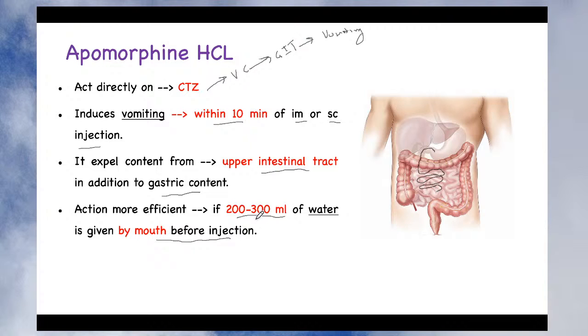Once the patient drinks this water, it increases the volume, and this way you have also diluted the poison. So when there is an increase in volume in your GIT, and after that you give apomorphine IM or subcutaneous injection, then this water will help you wash out the poison. It will wash out the poison and remove it along with your vomitus. Vomitus is the content of the vomiting which comes out from the GIT. So along with the vomitus, there will be removal of the poison.